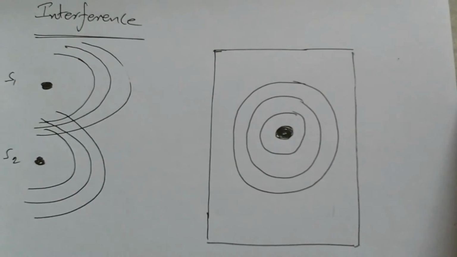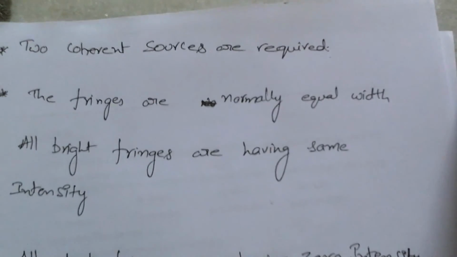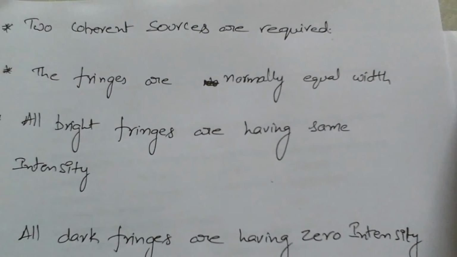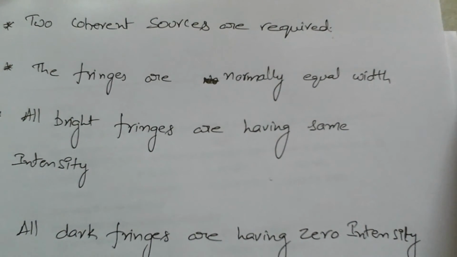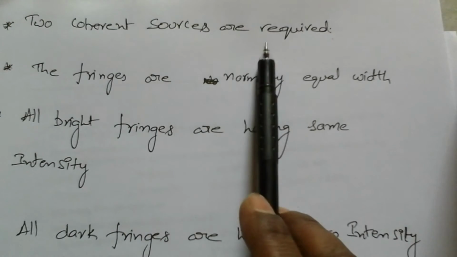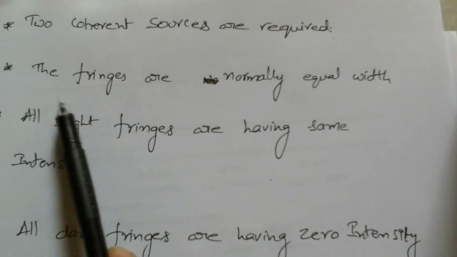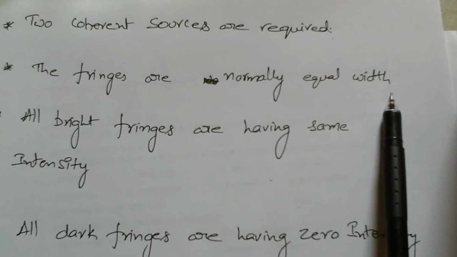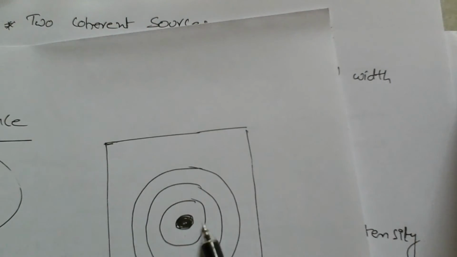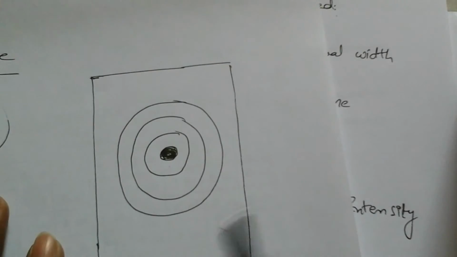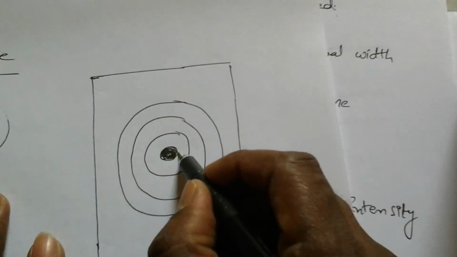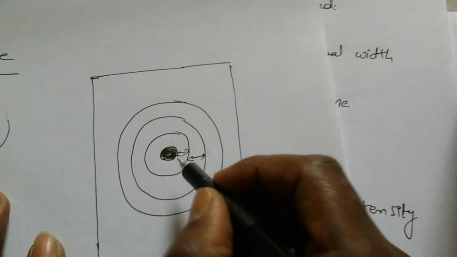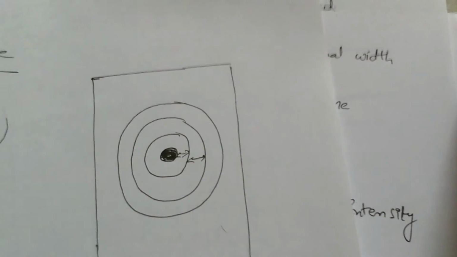Some important points of interference. To get interference, we require two coherent sources. The fringes are normally of equal width. You can see the fringes. The fringes are normally equal in width.